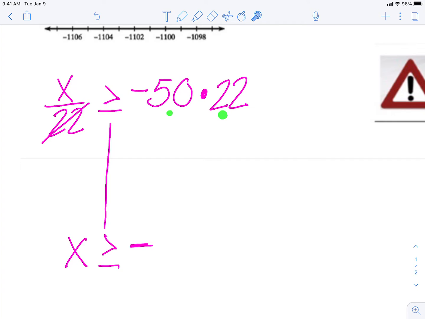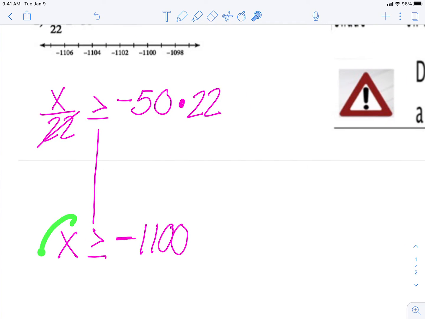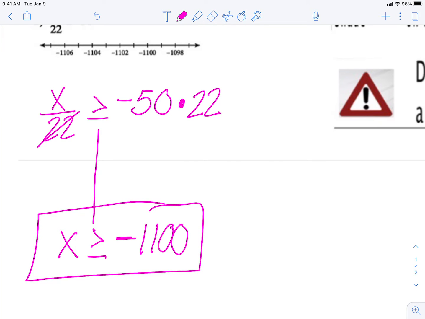50 times 22 is 1,100. Now, I don't need to mirror because x is already on the left. So this is my solution.